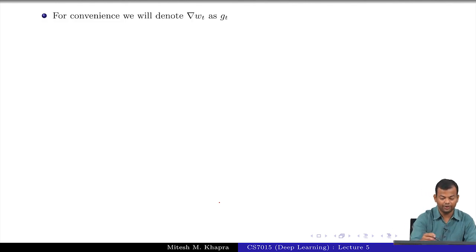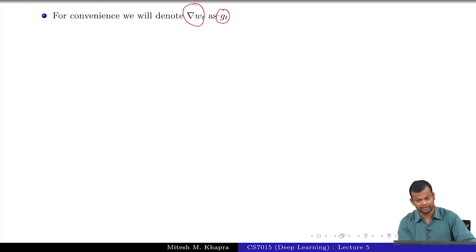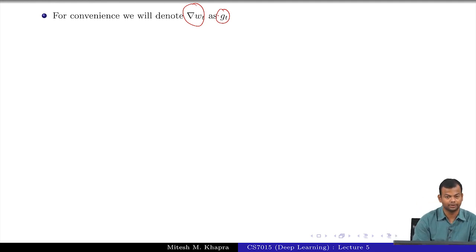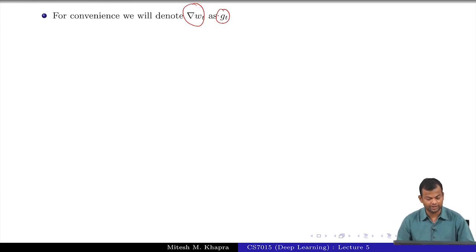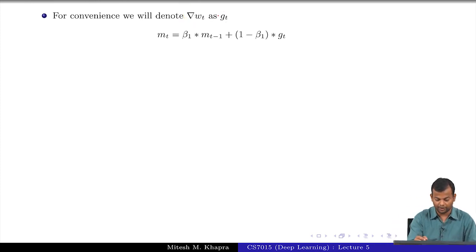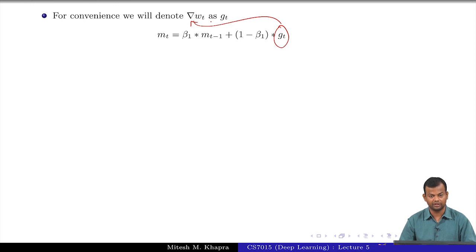For convenience, we are going to denote this gradient of WT as GT, because it is cumbersome to write this grad symbol and it makes the derivation less readable. So what I have written is GT here instead of grad WT. From now on, I will just use GT for grad WT. Is that fine?